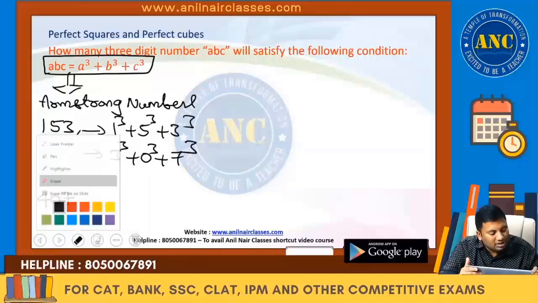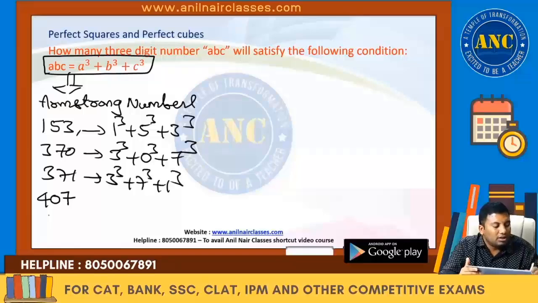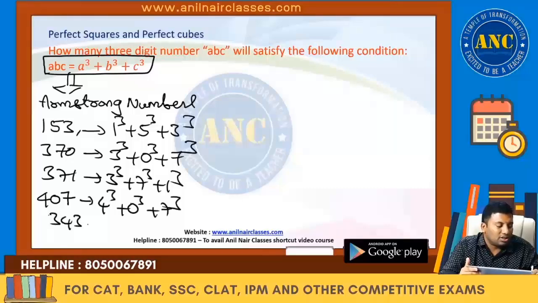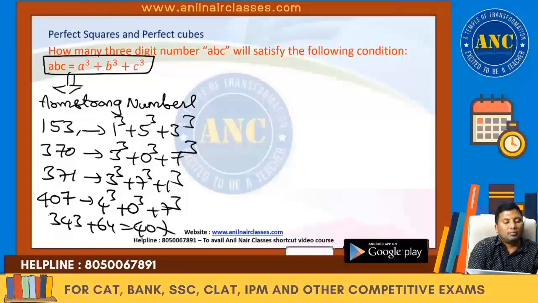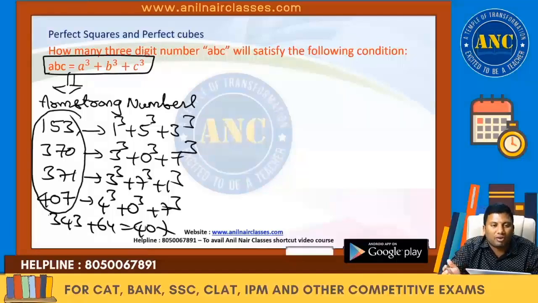It is 371. 370. Next is 371. 3 cube plus 7 cube plus 1 cube. This is also nothing but 4 cube plus 0 cube plus 7 cube. 343 plus 64, which is nothing but 407. In 3-digit numbers, there are 4 such Armstrong numbers: 153, 370, 371 and 407.